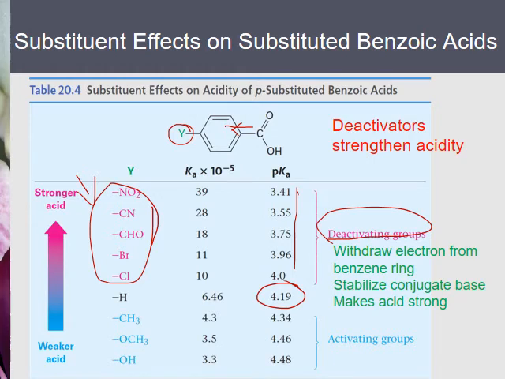On the other hand, the activators, methyl, methoxy, hydroxy, they donate electron to the benzene ring and make electrophilic reaction go faster, but they also make the conjugate base of benzoic acid unstable, and therefore the benzoic acid with electron donating group or activating group is a weaker acid with higher pKa.